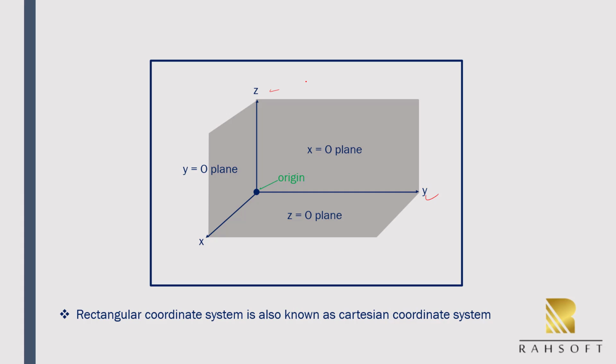To locate a point we require certain references with respect to which the exact location and position has to be calculated. The rectangular coordinate system is also known as the Cartesian coordinate system. In the rectangular coordinate system there are three axes represented by x, y and z, and they are mutually perpendicular to each other, or you can say orthogonal to each other.